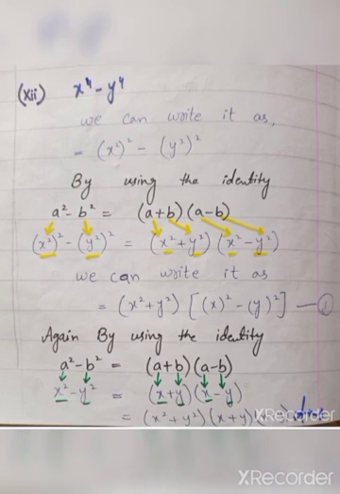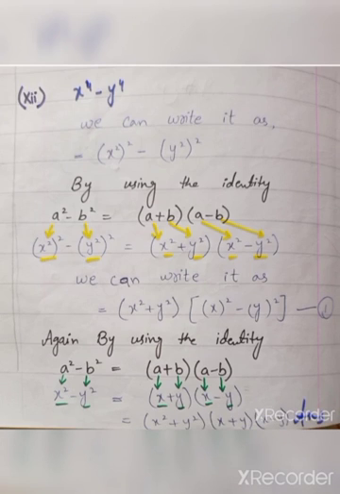Now by using the identity, that is a square minus b square is equal to a plus b multiply with a minus b, we put the values. Here we put a is equal to x square and b is equal to y square. So we can write it as x square whole square minus y square whole square is equal to x square plus y square multiply with x square minus y square.